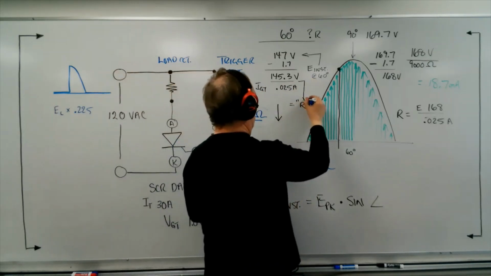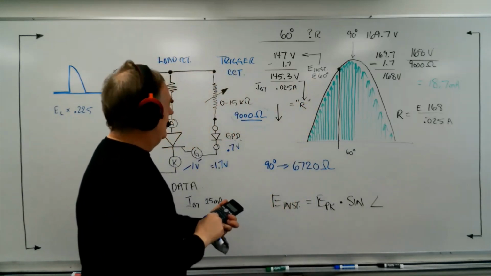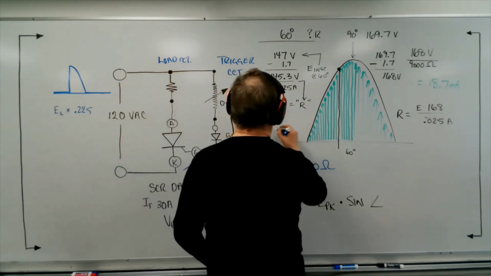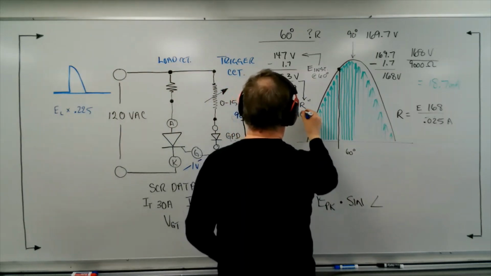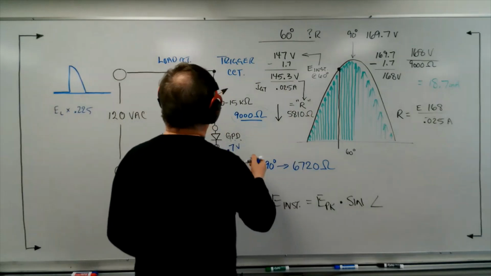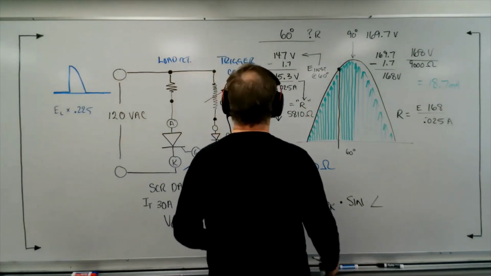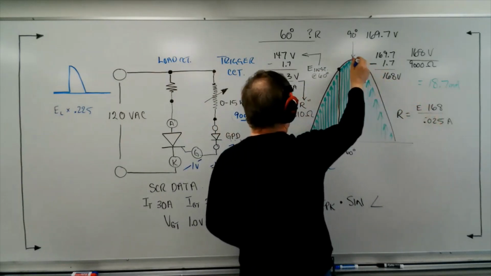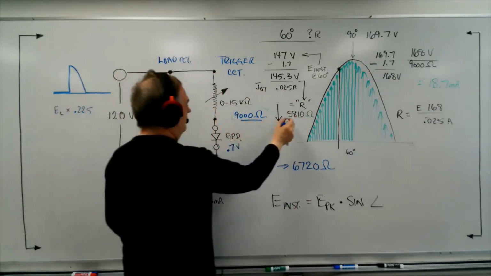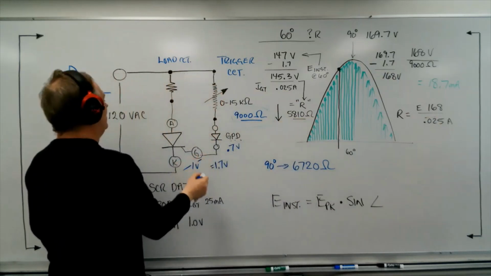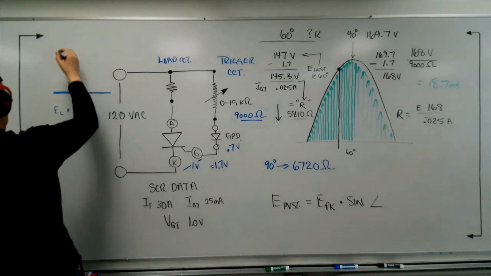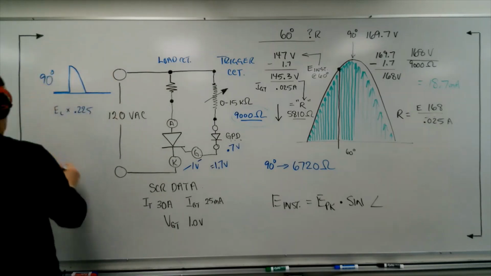Okay, so let's go ahead and do that. 145.3 divided by 0.025, and I'm looking at 5,810 ohms, or very close to it. Our first calculation was, what is the resistance needed to fire at exactly 90 degrees? Now we've said that if we reduce this rheostat resistance to 5,810 ohms, then we're actually going to get a 60-degree firing angle. Now for the load, what is that going to look like? Well, it's going to look like this. This one here is at 90 degrees. Let's look at 60 degrees.